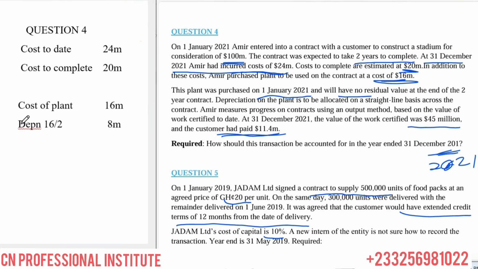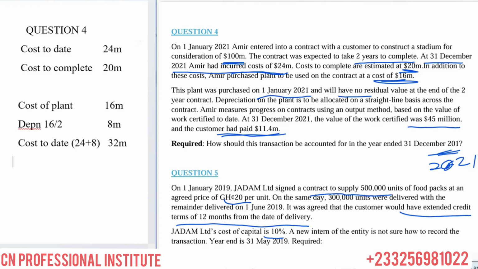That's what I'm saying. We have to share the cost of the plant to cost to date. We have to share for cost to date and cost to complete. So now our cost to date will be the normal one, the 24 plus the depreciation. Are you following? The 24 plus the depreciation of 8 million charged, which will give us 32 million. So this is the new cost to date.